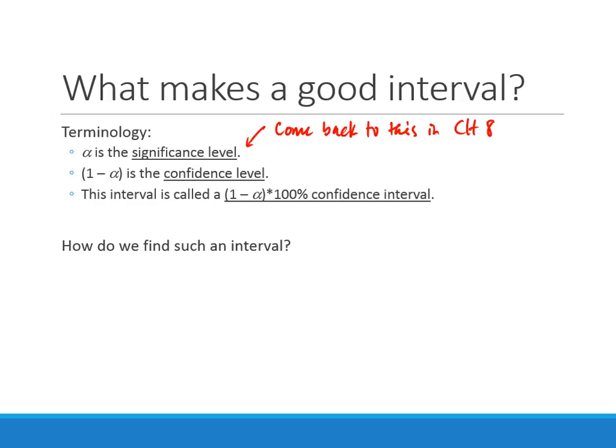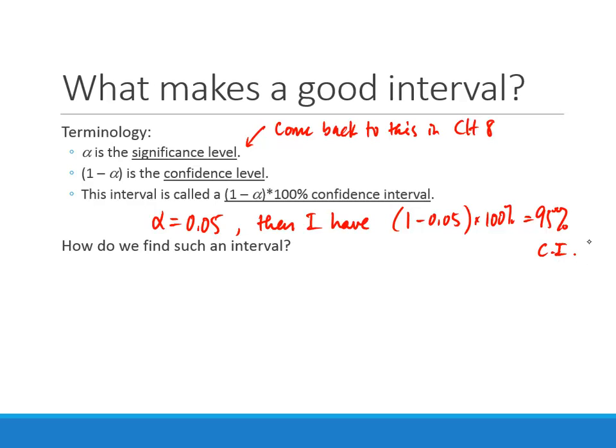But 1 minus alpha is called my confidence level, and whatever 1 minus alpha is, that's the percent of my confidence interval. So if alpha equals 0.05, for example, then I have a 1 minus 0.05 times 100%, which is a 95% confidence interval. I'll be using CI a lot to abbreviate confidence interval. That's good terminology we need to have down, but we haven't actually started addressing this problem yet.